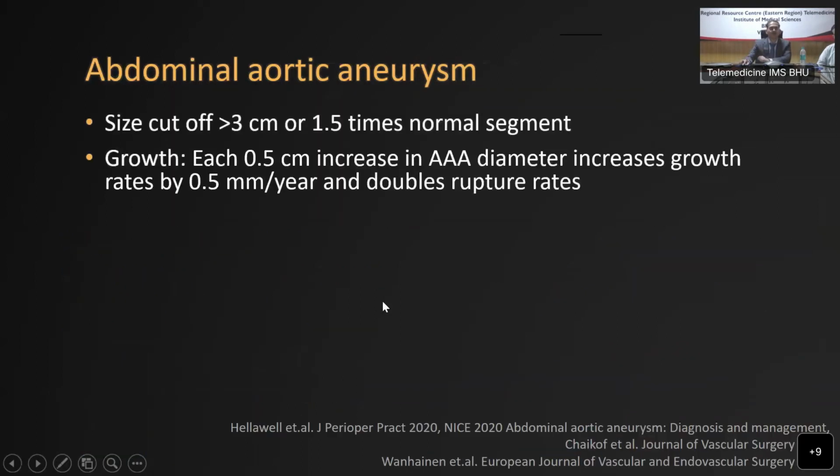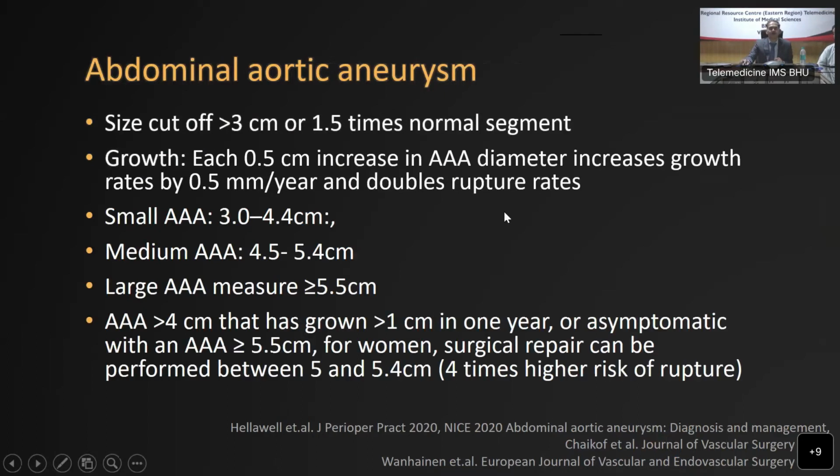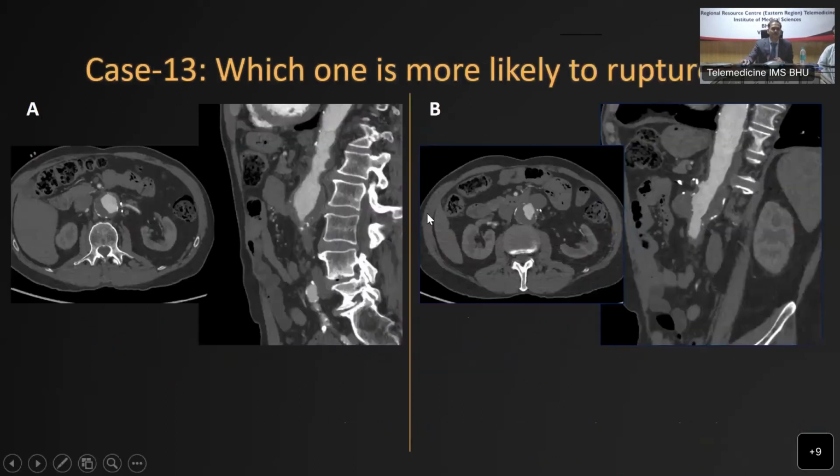In abdominal aortic aneurysm, as I mentioned, the size cutoff is 3 centimeters or more, or 1.5 times the normal segment. When the growth exceeds more than 0.5 mm per year, the risk of rupture doubles actually. Some classify the sizes of the AAA as 3 to 4.4 is small, 4.5 to 5.4 is medium, and large AAAs are anything more than or equal to 5.5. An AAA that has grown greater than 4 centimeters or has grown more than 1 centimeter in 1 year is considered high risk and has a 4 times risk of rupture.